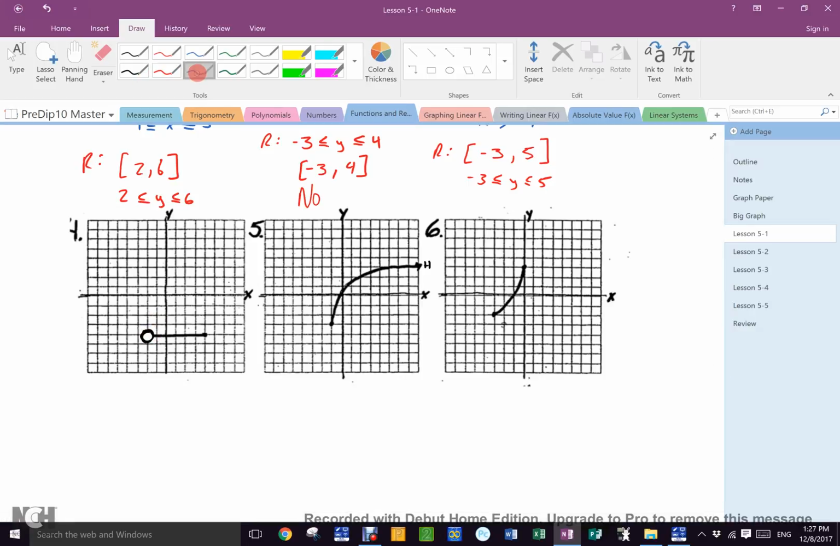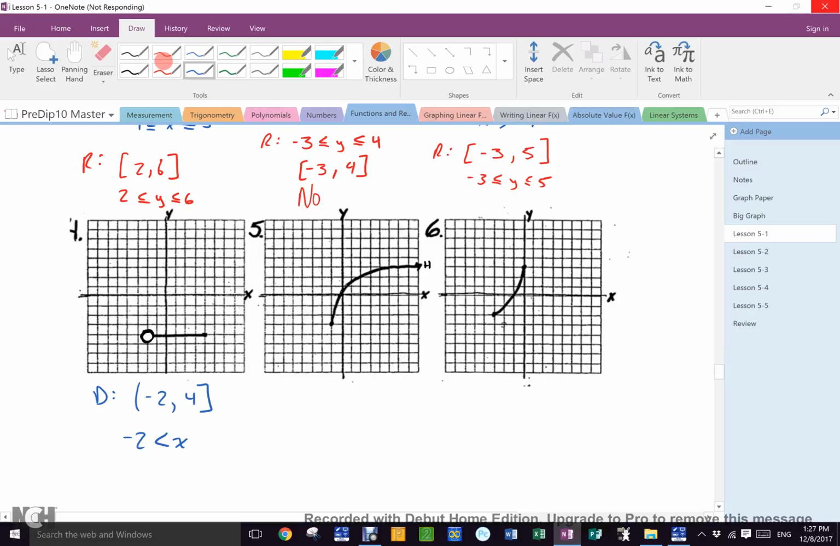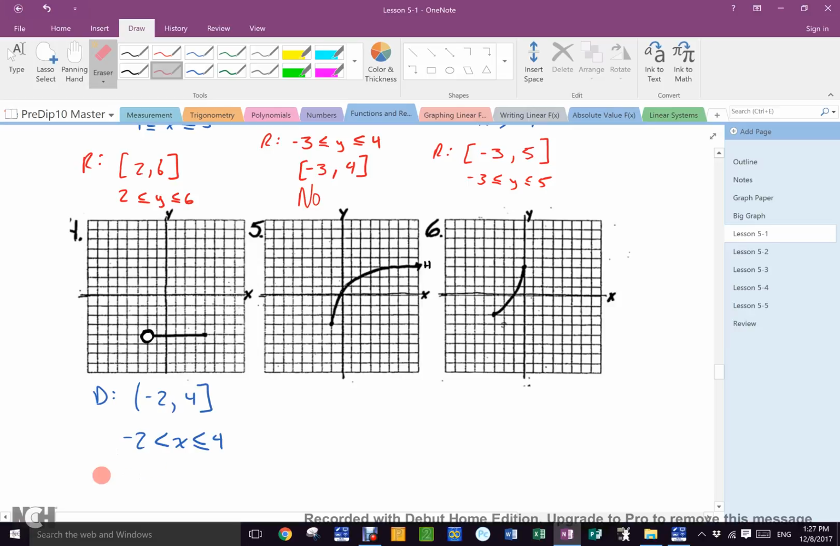Number 4. What's the domain? Lauren. Round bracket, -2, comma, 4, square bracket. Absolutely right. -2 less than x less than or equal to 4. And the range? -4. Why are there no brackets? Why is it just a single number? Because the only y value on this whole graph is -4. You would put -4 is equal to y. Does it really matter? That's fine.